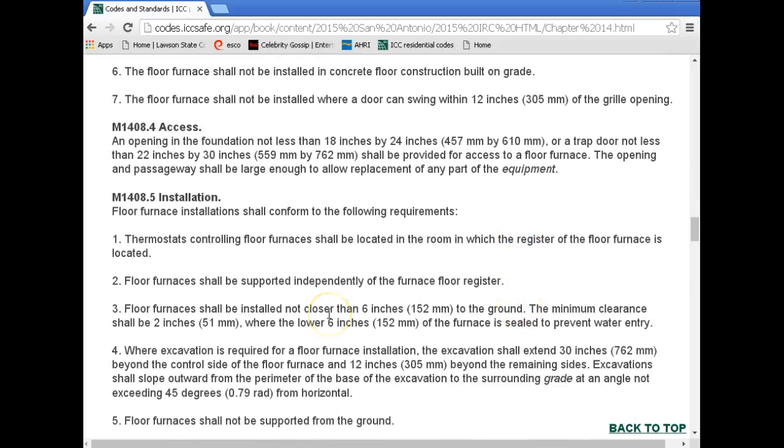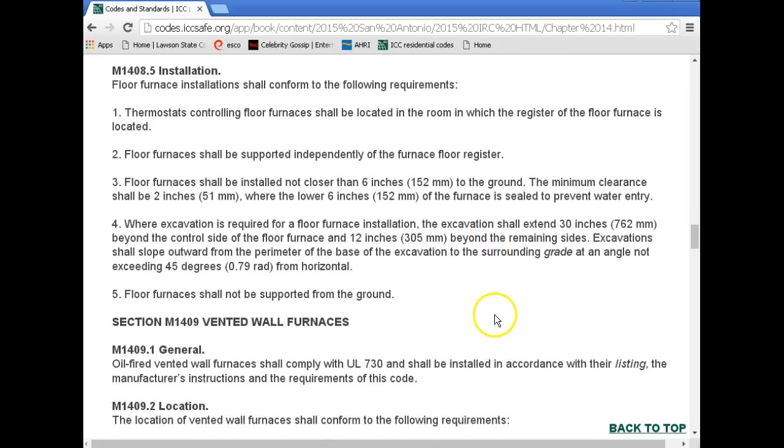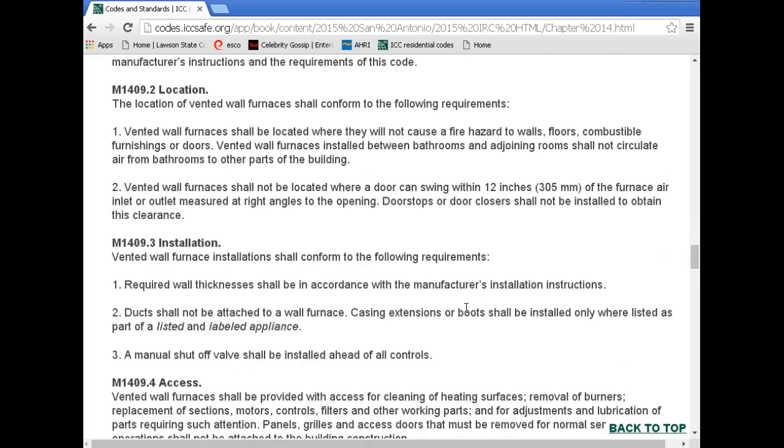All right, 1408.5, number 3. Floor furnace should be installed not closer than 6 inches to the ground. See, these things are in the crawl space. The minimum clearance shall be 2 inches where the lower 6 inches of the furnace is sealed to prevent any water entry. Okay. Number 5, floor furnace shall not be supported from the ground. Okay. All right. Keep on.